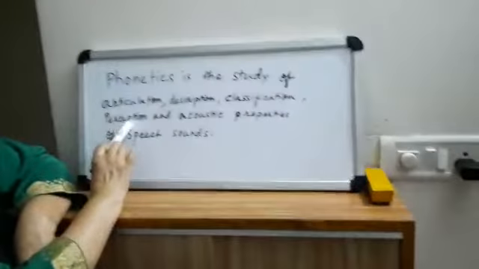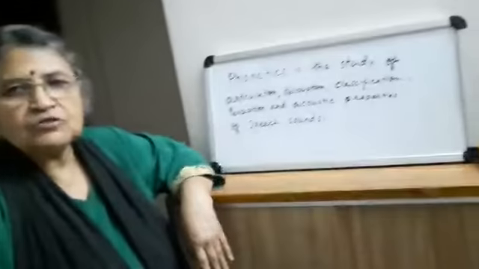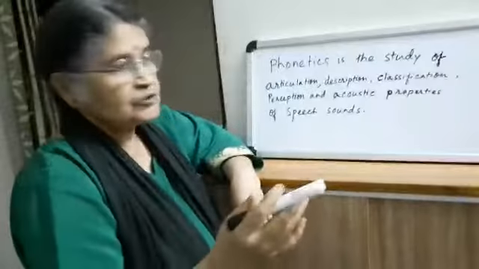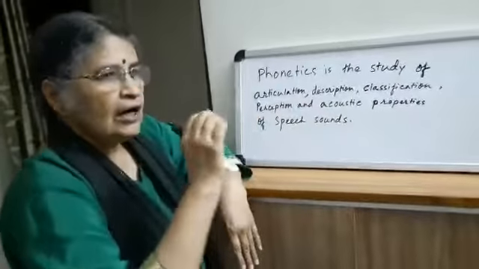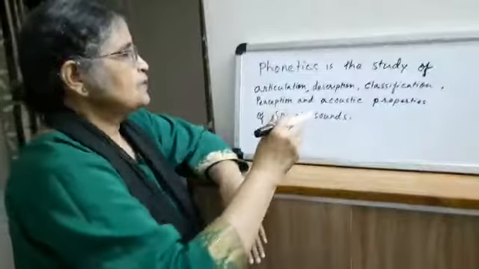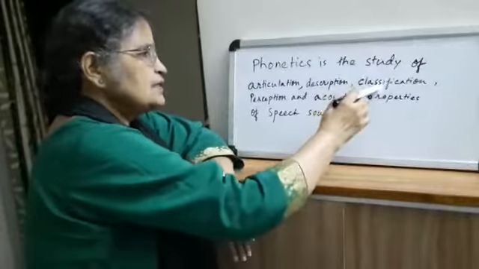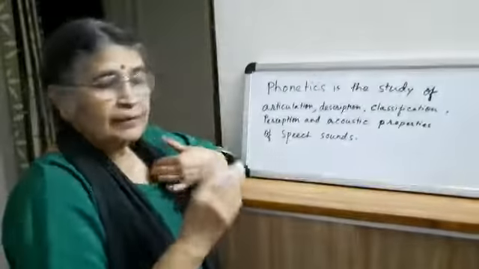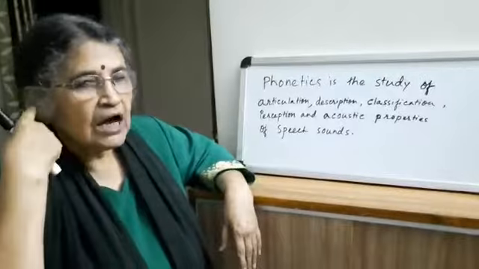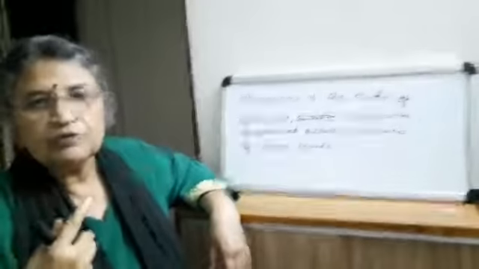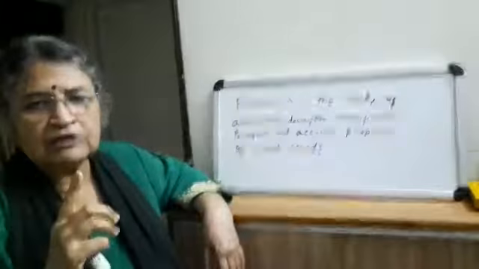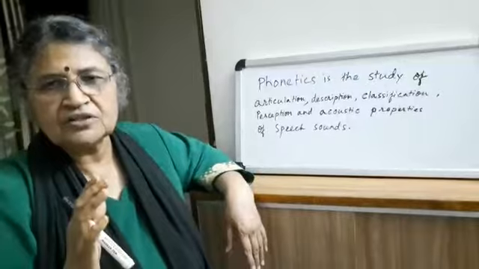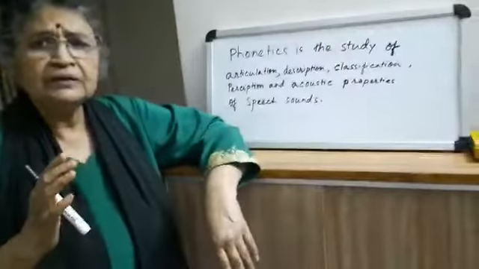Then perception. Articulation is about how we articulate the sounds, produce the sounds. Description is about how to describe these sounds based on their articulation. Then classification, again based on their common features, we put them into groups. Now coming to perception, perception is about how we perceive the speech sounds. Unless and until we perceive the sounds clearly, we cannot understand what is said. We cannot understand speech.